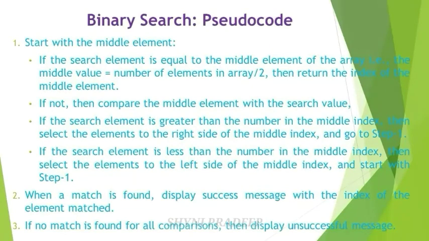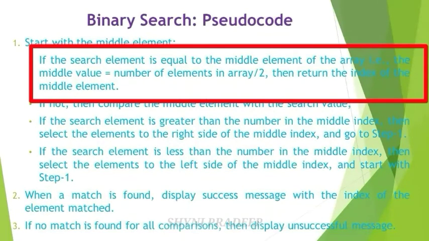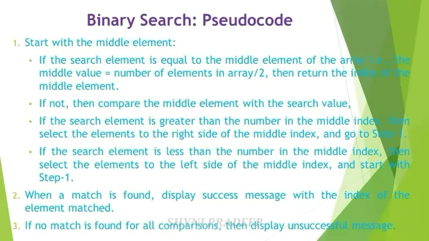In the next point, three cases are there, okay. What are they? First case is, if the search element is equal to the middle element of the array, then return the index position of the middle element, which means you found your search element, okay. So you print the index position of that element in the output. You stop your searching process here because you got the output. So you have to stop the search here, okay.